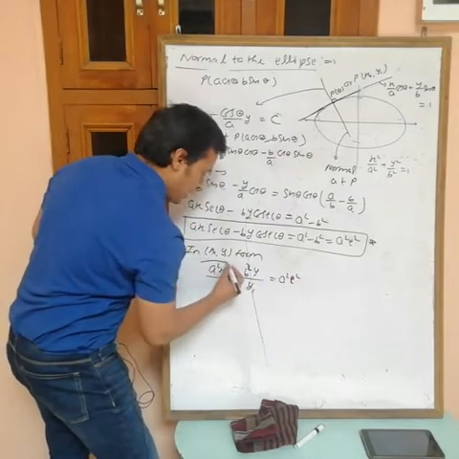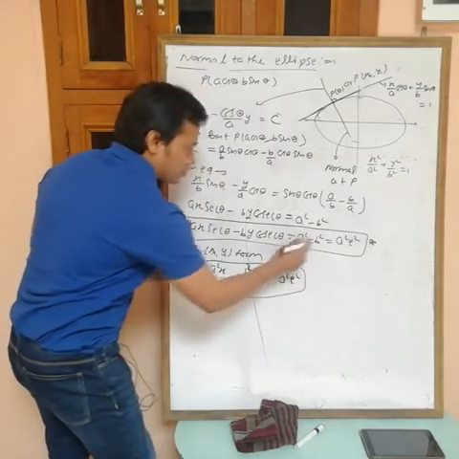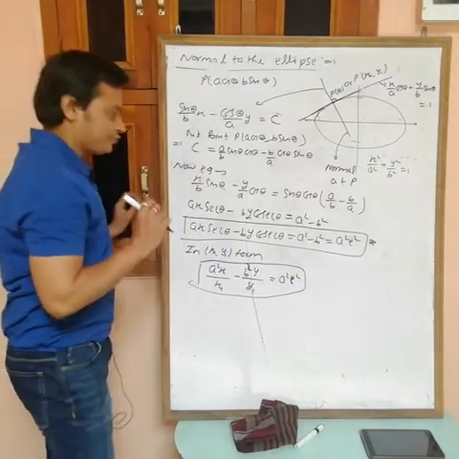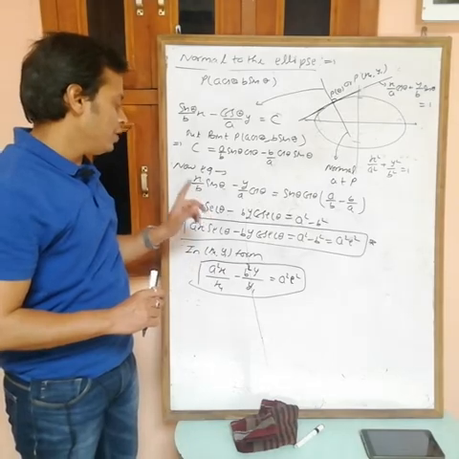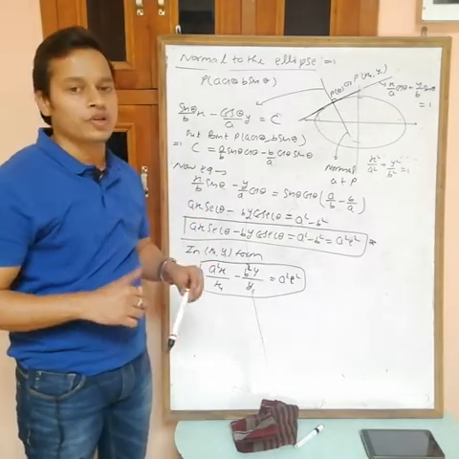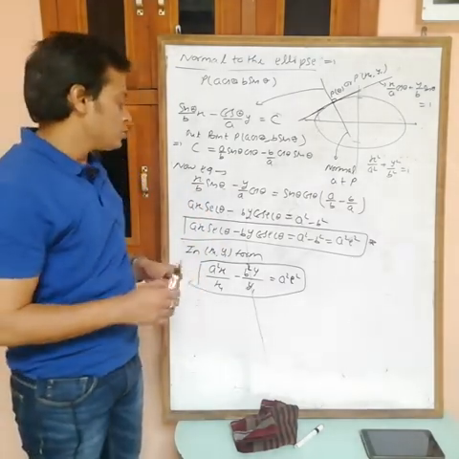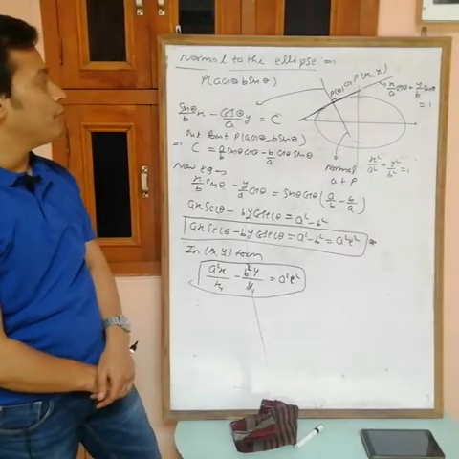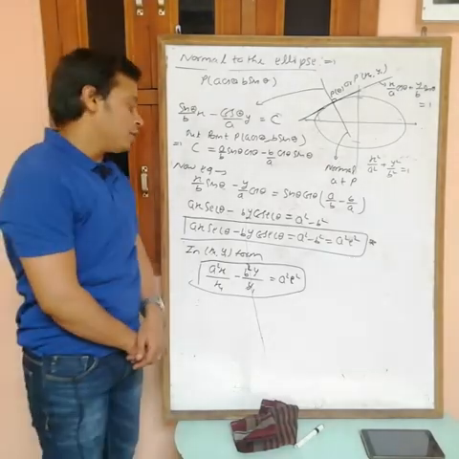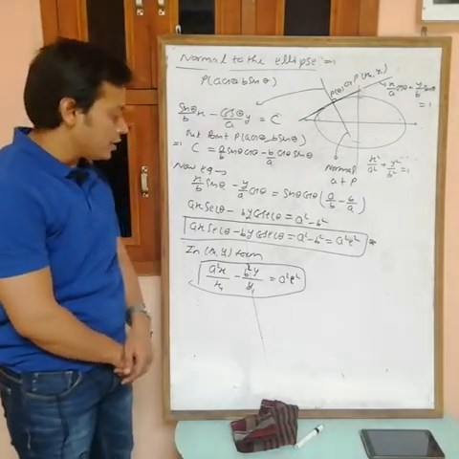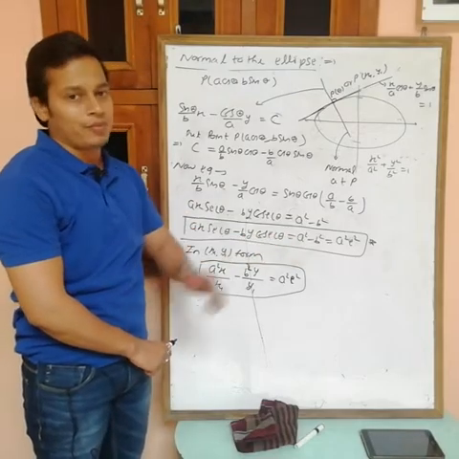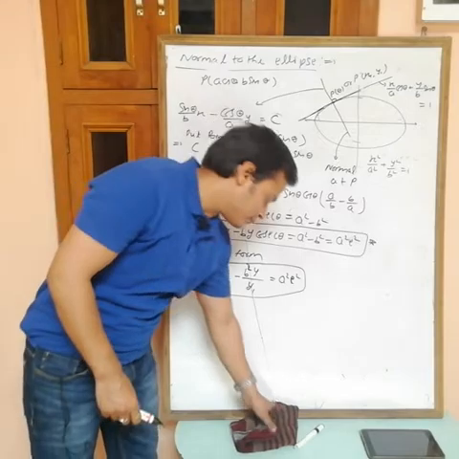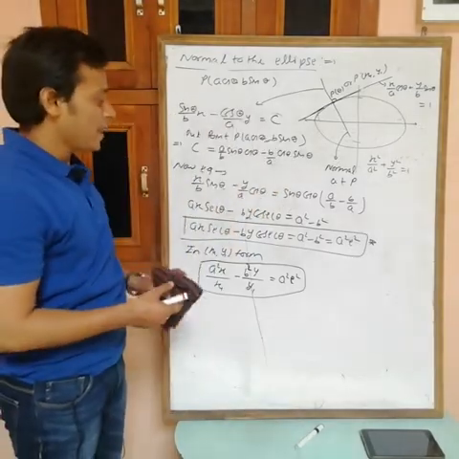You can use anything out of these two. Okay, so actually there is no need to remember this one, only remember this one as the equation of normal. So the equation of normal to the ellipse in parametric form is ax sec theta minus by cosec theta equals a square minus b square. Okay, write down.